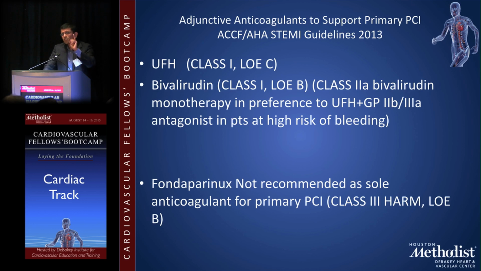Among the anticoagulants, you have to pick at least 1. So either it's unfractionated heparin, class 1, or bivalirudin, class 1. So bivalirudin may have preference over unfractionated heparin. It's reasonable to use that as a class 2A indication among patients who are at high risk of bleeding, and this came from the HORIZONS-AMI STEMI population trial.